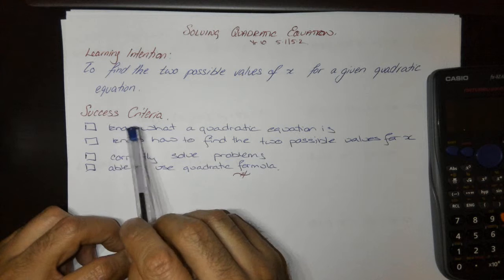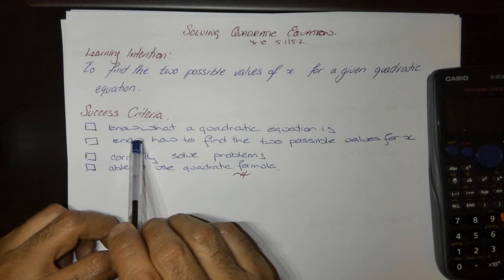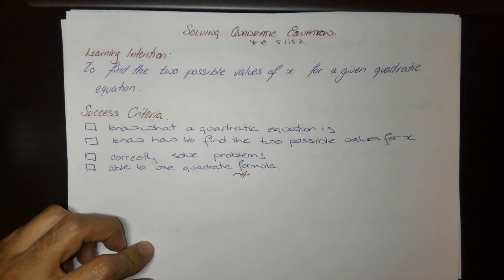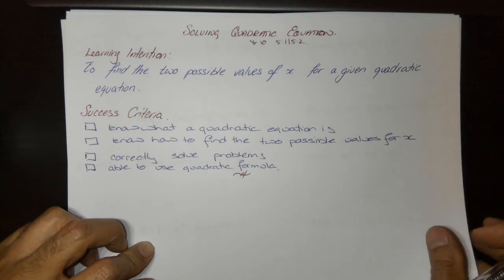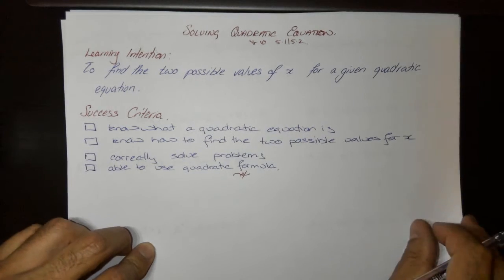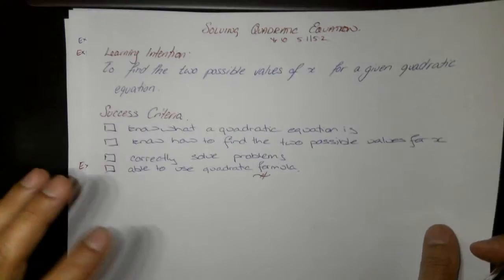So these are the success criteria. We want to know what a quadratic equation is. We want to also know how to find the two possible values for x. We want to be able to correctly solve these problems, and we're able to use the quadratic formula to help us solve these problems. Okay.